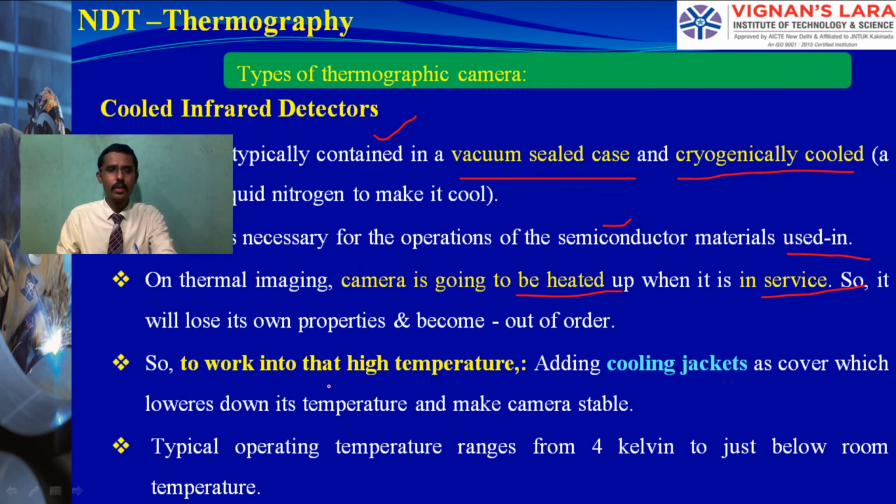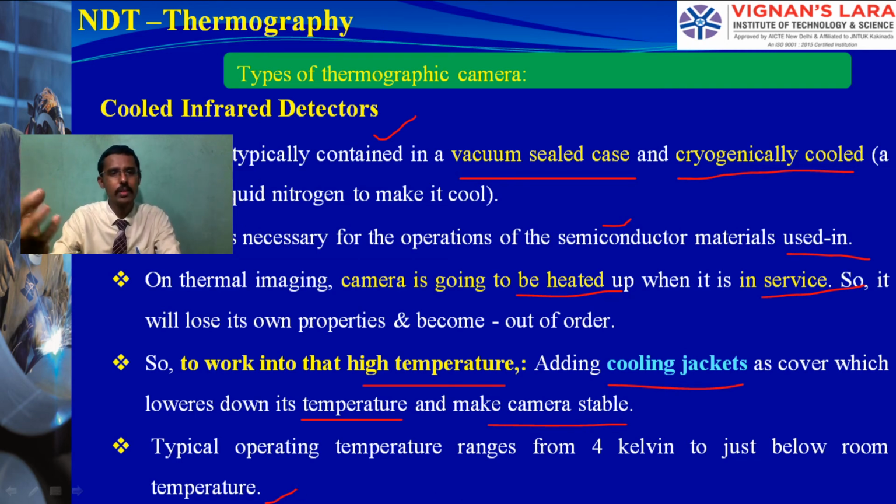So to work in that high temperature, we add some cooling jackets as a cover, which lowers its temperature and makes the camera stable to work over there. A typical operating temperature ranges from 4 Kelvin to just below room temperature. In room temperature, somehow we are coming down, and there we can use uncooled infrared detectors. Here we are using above that, so cooled infrared detectors are needed.